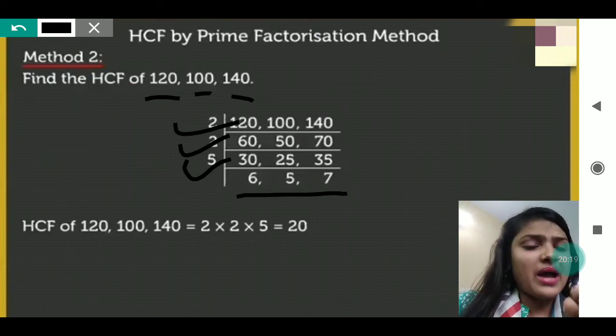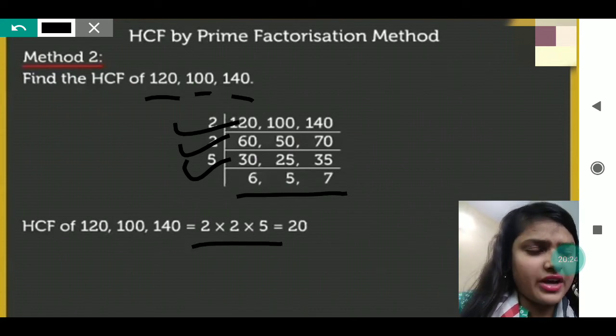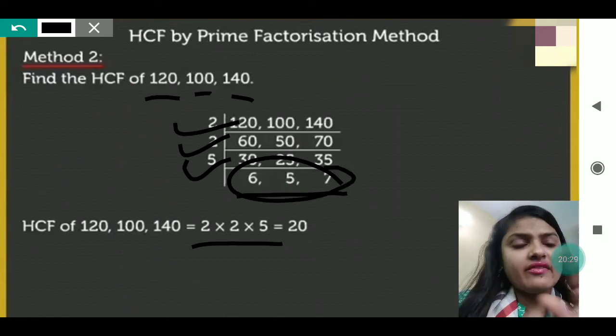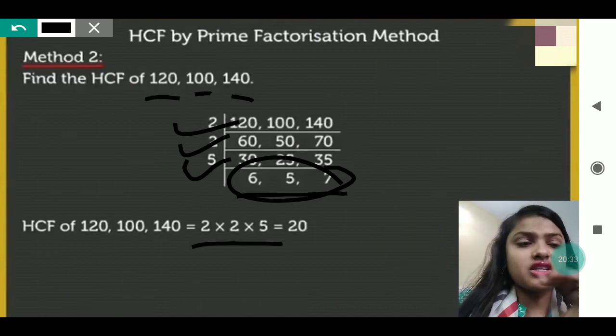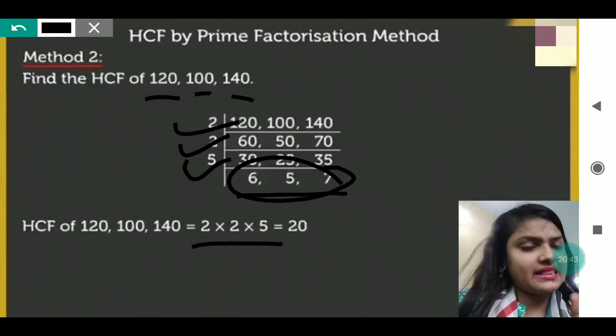So we have to write the prime factorization of this number. So the prime factors will be 2, 2 and 5. These three we will take. The number with which all are divisible completely, that we will take. The uncommon numbers, which are not divisible, we will not take. With these three numbers, 2, 2 and 5, all of 120, 100 and 140 were divisible. Till 5 it was divisible, so only till that we will take. But 6, 5 and 7 is not divisible by any common number, so we will not take it.